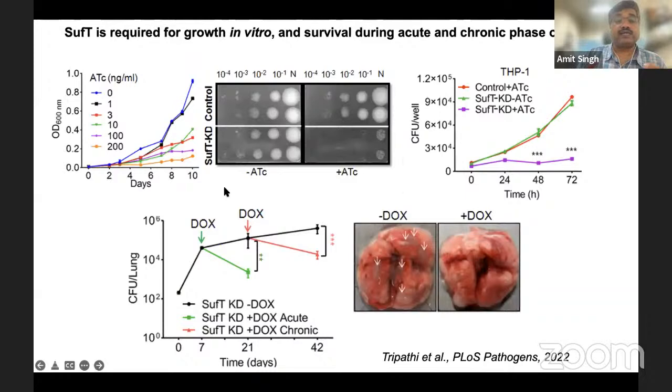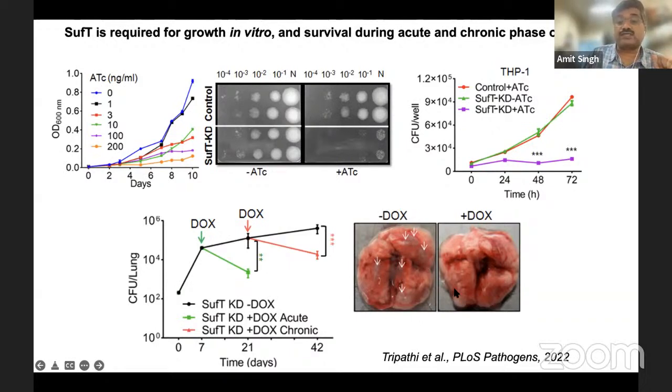We then analyzed the consequence of not having SUFT on in vitro growth of MTB, in macrophages, and in animals. And here you can see that, as expected, because it's an essential enzyme, as you deplete SUFT, bacteria is not growing in liquid media as well as on plates. In macrophages also, if you deplete SUFT, it's not growing at all. In mice, wherever you deplete SUFT by doxycycline, you see a dip in bacterial survival. The doxycycline experiment is quite crucial in animals because of stability issues, so you don't see a very large difference, but I think it's a very clear-cut significant difference. As soon as you add the doxycycline, within 7 to 14 days, you start seeing a very nice growth defect.